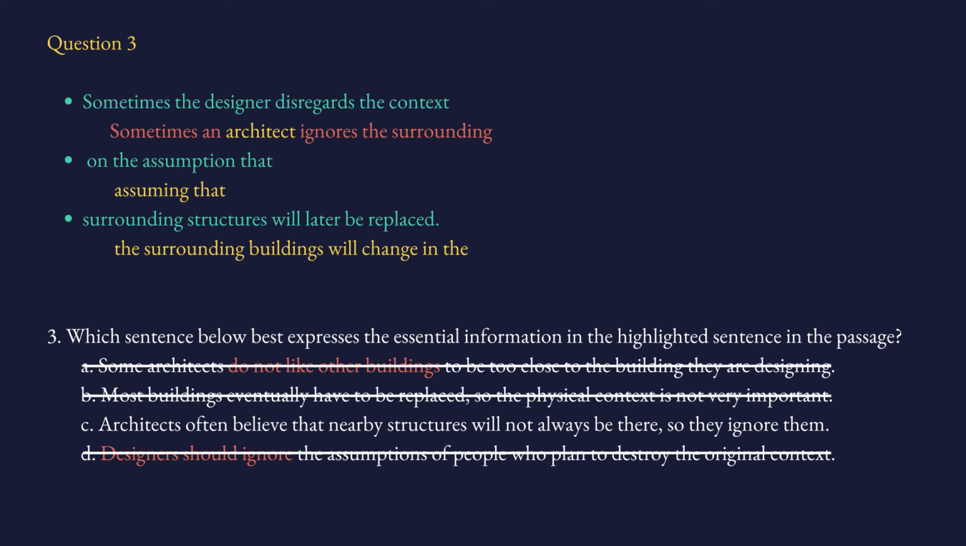Let's read C. Architects often believe that nearby structures will not always be there. Well, yeah, this is true. Nearby structures will not always be there. We have it here: the surrounding buildings will change in the future. So they ignore them. Well, yeah, they ignore them. We have it here: they ignore the surroundings. That's why C is the correct answer.